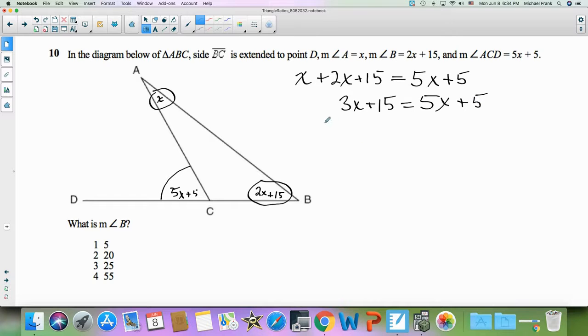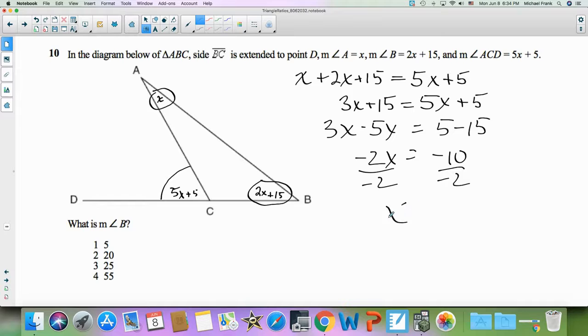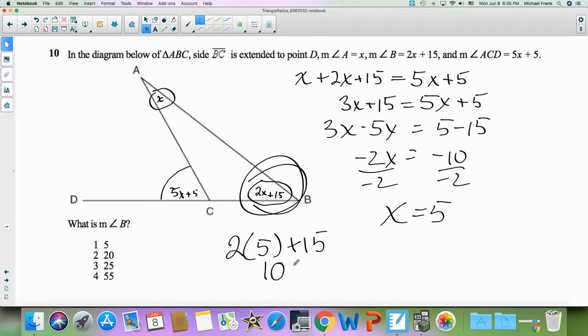All right, bring this here. 3x minus 5x is equal to 5 minus 15. Negative 2x is equal to negative 10. Divide by negative 2. x is equal to 5. But they wanted angle B, which is 2 times 5 plus 15. 10 plus 15, which is 25. There you have it.